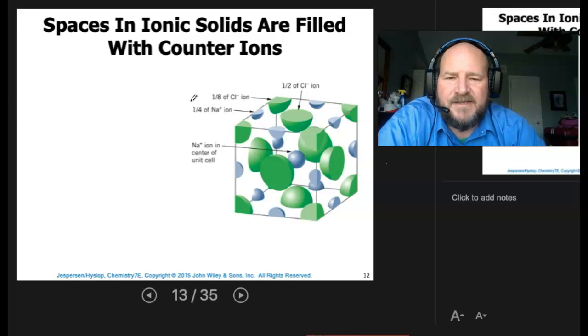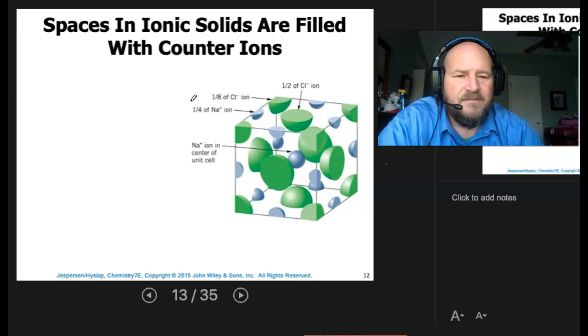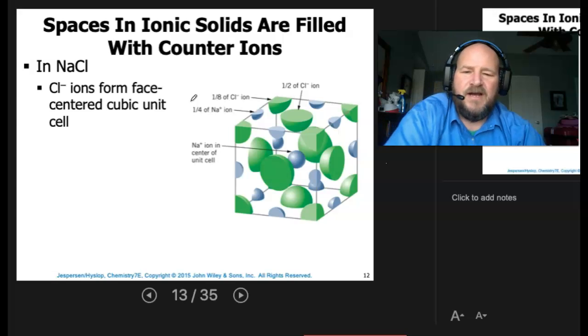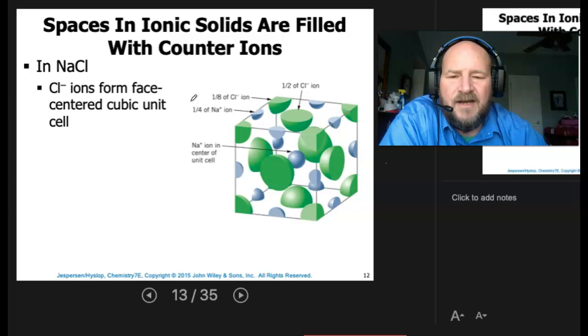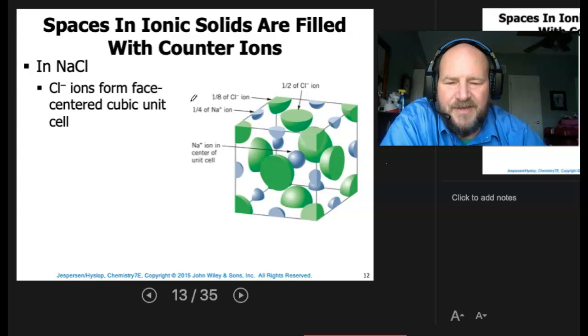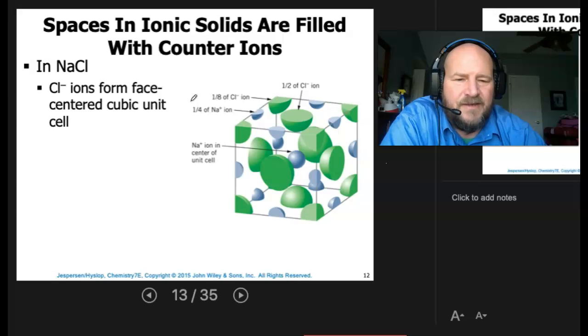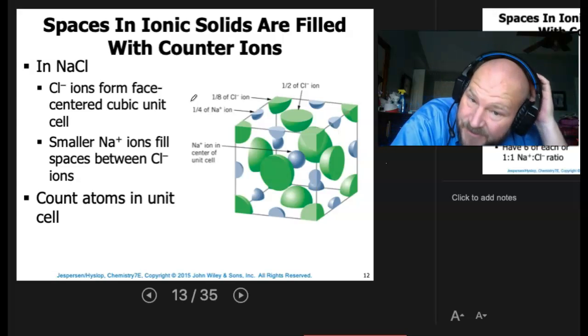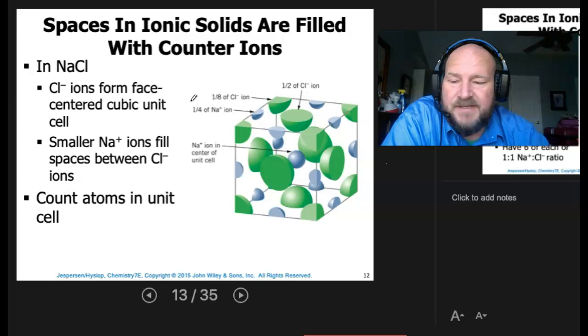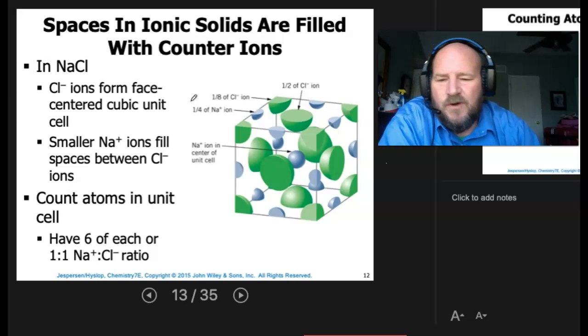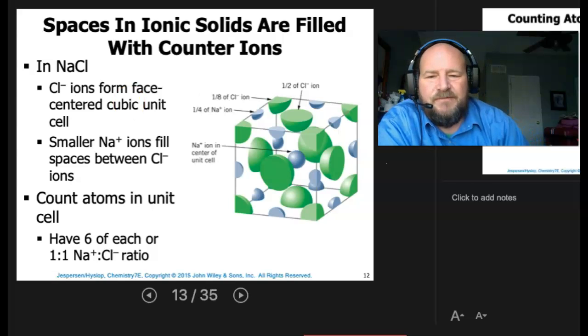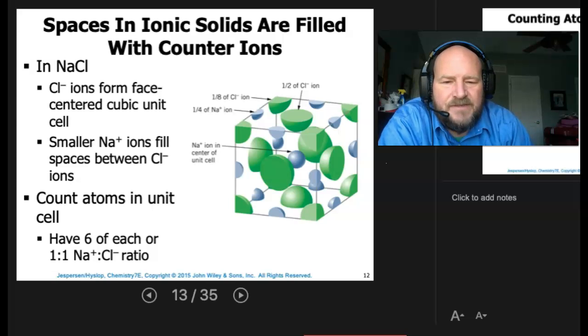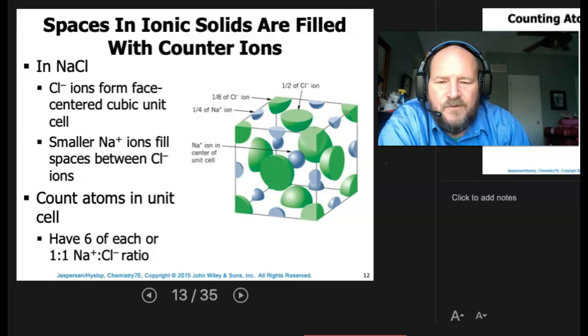Now spaces in ionic solids are going to be filled with the counter ion. Right? That's always going to be true. So in sodium chloride, we see the sodium is going to end up being the center, and then we'll also end up with partials on the edges. The chlorines are going to look like they're going to be face-centered. And that way the sodiums can fill in the empty spaces of the chlorine. Now count the atoms in the unit cell. You should have 4 of each, or a 1-to-1 Na plus Cl minus ratio. Right? So again, you can count all your different spheres, whether it be halves, eighths, or a full sodium, and you should end up with the same number of each inside that cell.